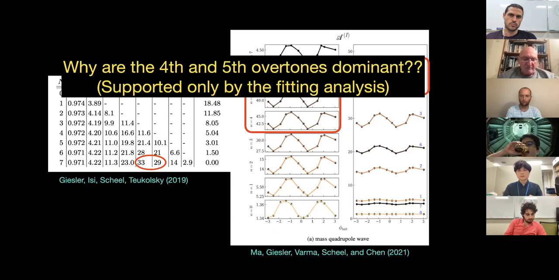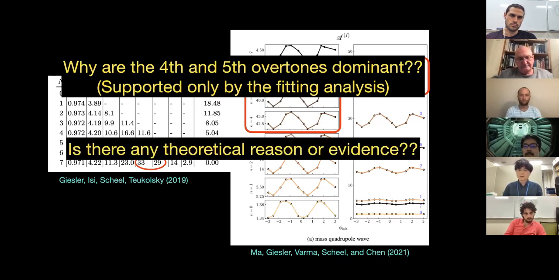If this is true, this is a very important result, since that means we can measure the remnant parameters of the black holes only from the ring down phase, for example, with higher accuracy than ever expected. Okay, so this is very important if that's true. But this statement is mainly supported by the fitting data analysis. We need more theoretical reason or evidence to support this claim. That's my big motivation to work on this.